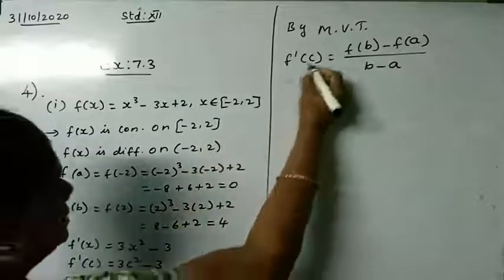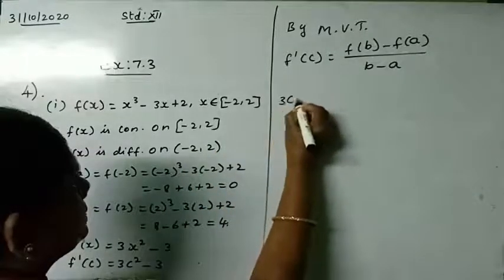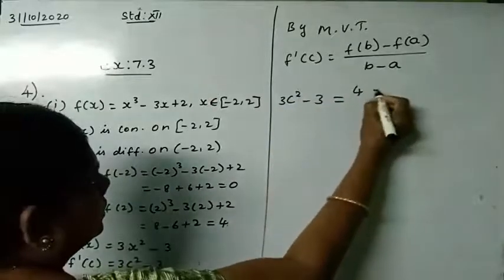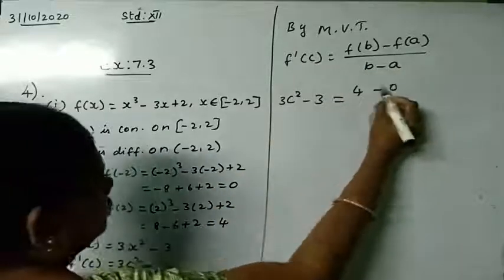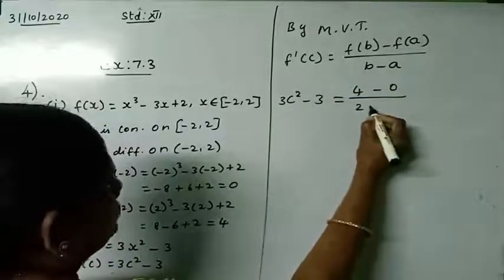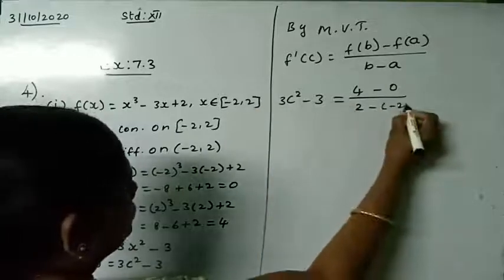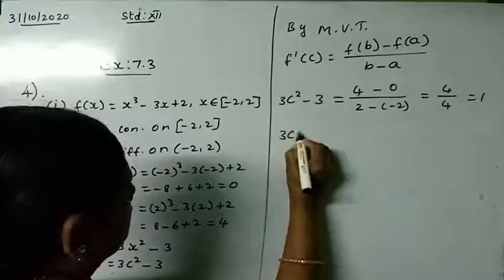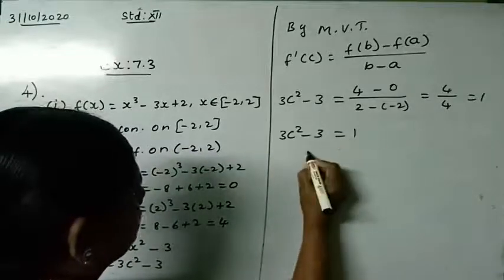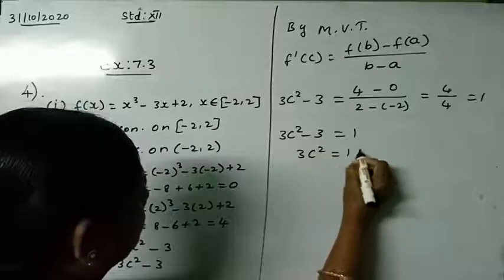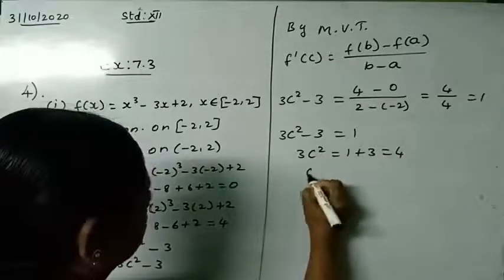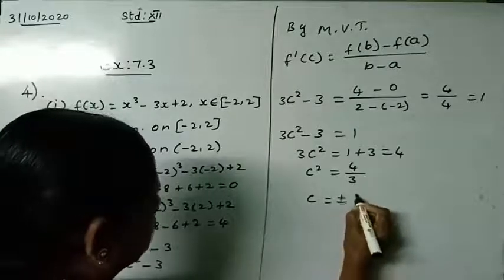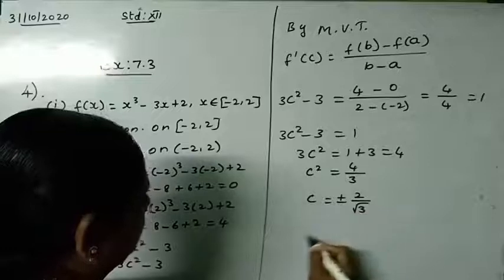Now substitute here f dash of c. So 3c square minus 3 is equal to f of b is 4 minus f of a is 0, b is 2 minus a is minus 2. So which becomes 4 by 4 equal to 1. So 3c square minus 3 equals 1. 3c square equals 1 plus 3 equals 4. So c square equals 4 by 3. Therefore c is equal to plus or minus 2 by root 3.